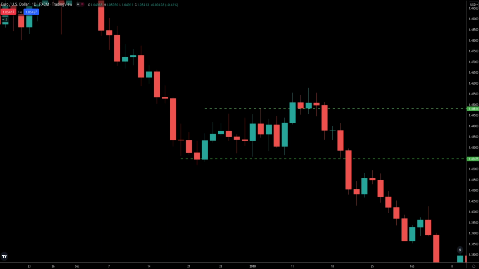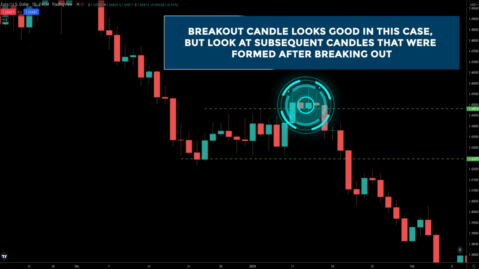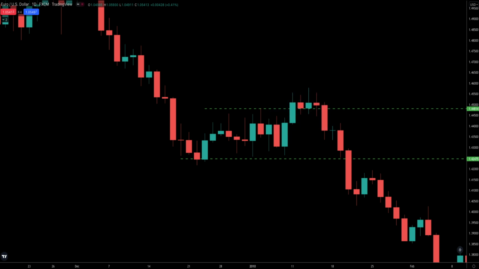The second method of confirming a breakout is to wait and observe the momentum of subsequent candles. After a breakout, the new trend usually leads to an expansion, meaning that you are most likely going to see a series of bullish or bearish candles as the case may be. If the next candle closes in the direction of the breakout, this confirms the strength of the new trend.